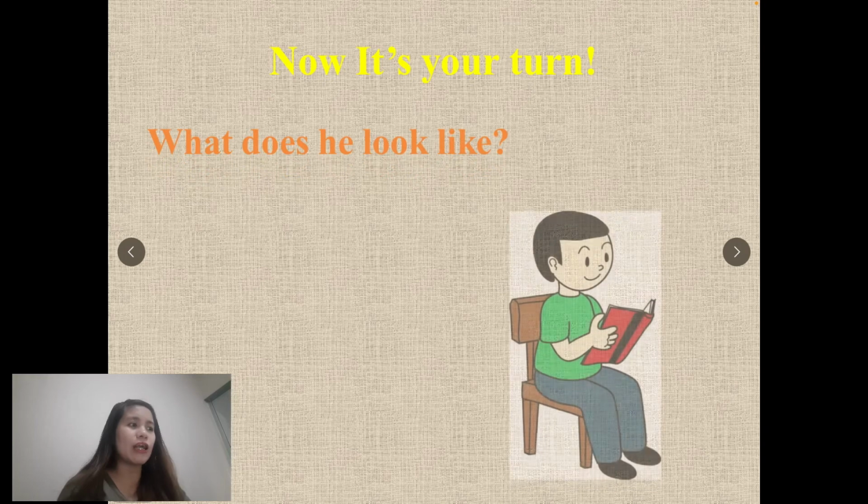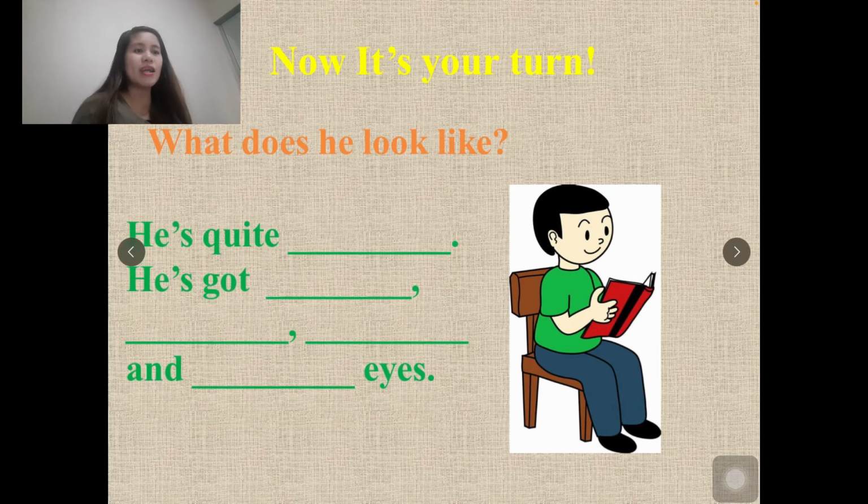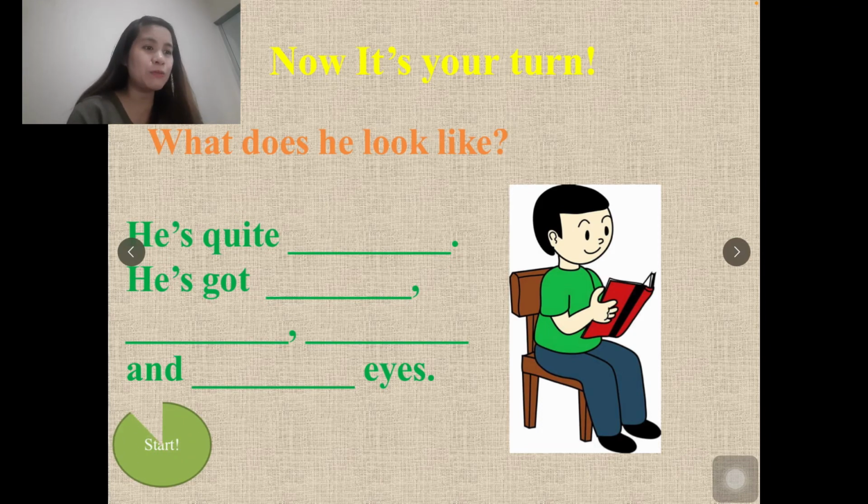What does he look like? Now look at the picture. What does he look like? Can you describe him as the whole body? And what does he got? Okay, he has got what? Remember, for the body parts, we have the hair and the eye only. So he's quite blank. He's got blank, blank, blank, and blank eyes. So we have here timer start now.